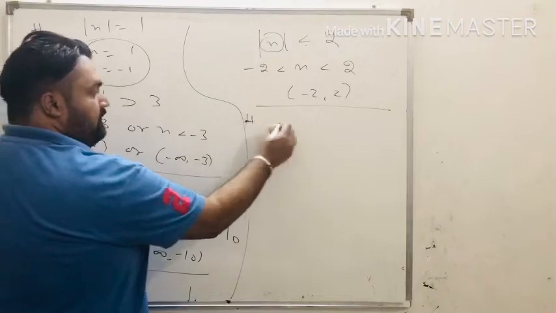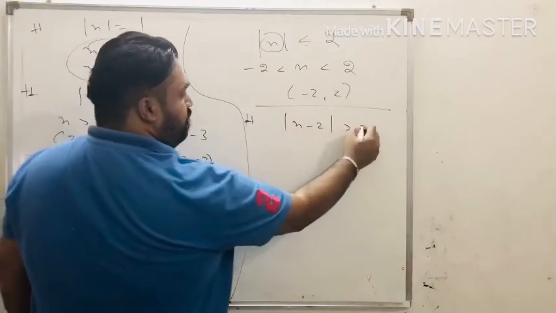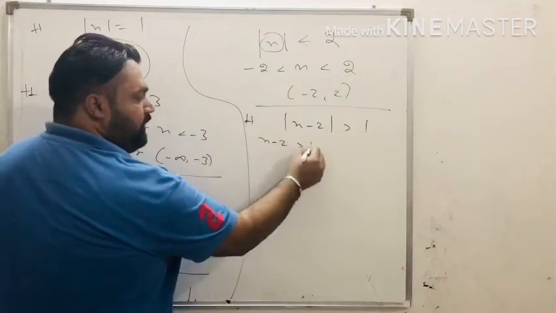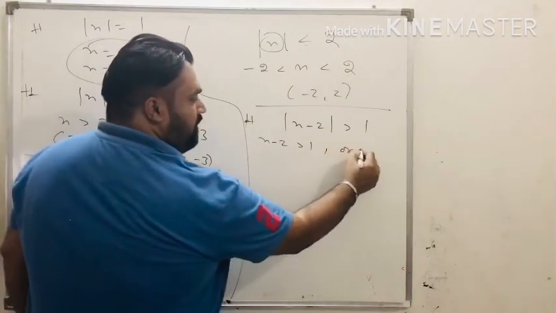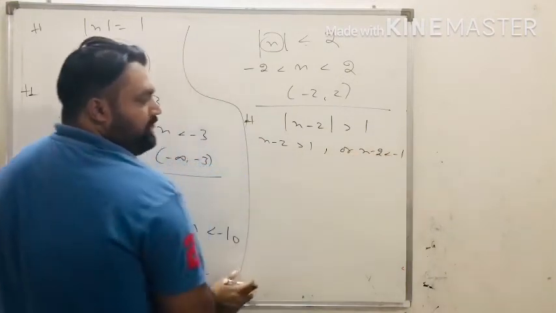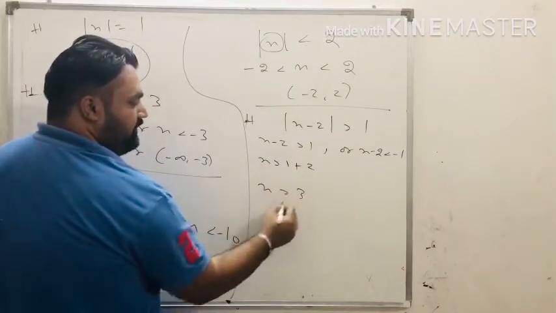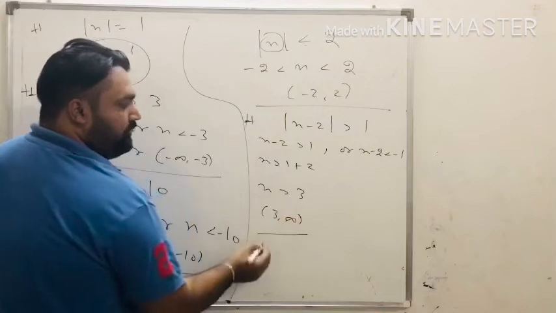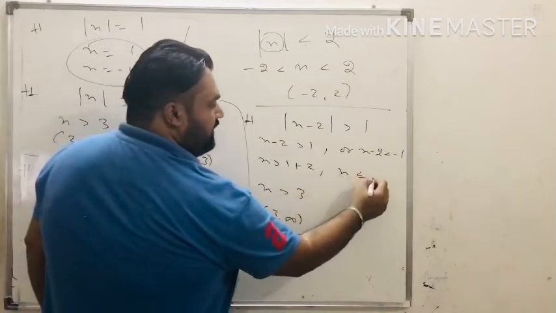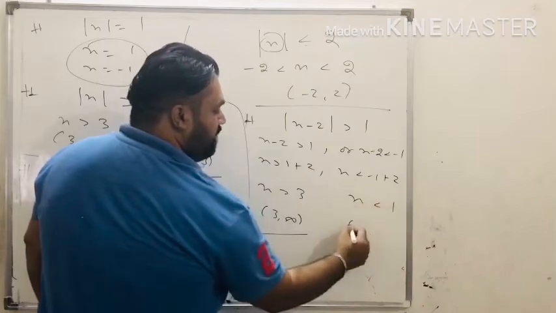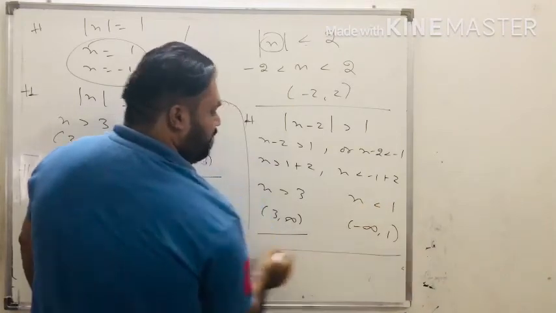Now if this is the question, modulus x minus 2 greater than 1. Either x minus 2 is greater than 1 or x minus 2 is less than -1. So x is greater than 1 plus 2, x greater than 3, so 3 to infinity. Or x is less than minus 1 plus 2, x less than 1, so minus infinity to 1.